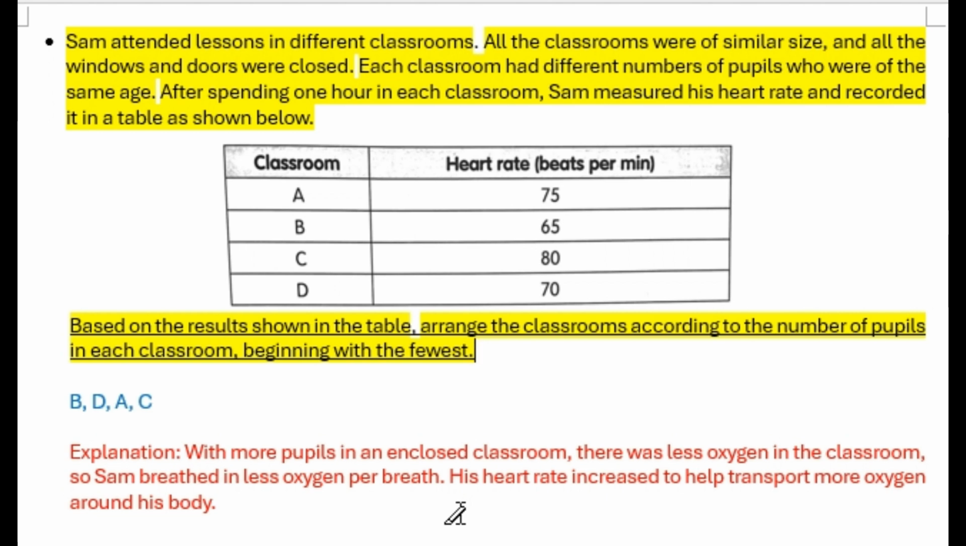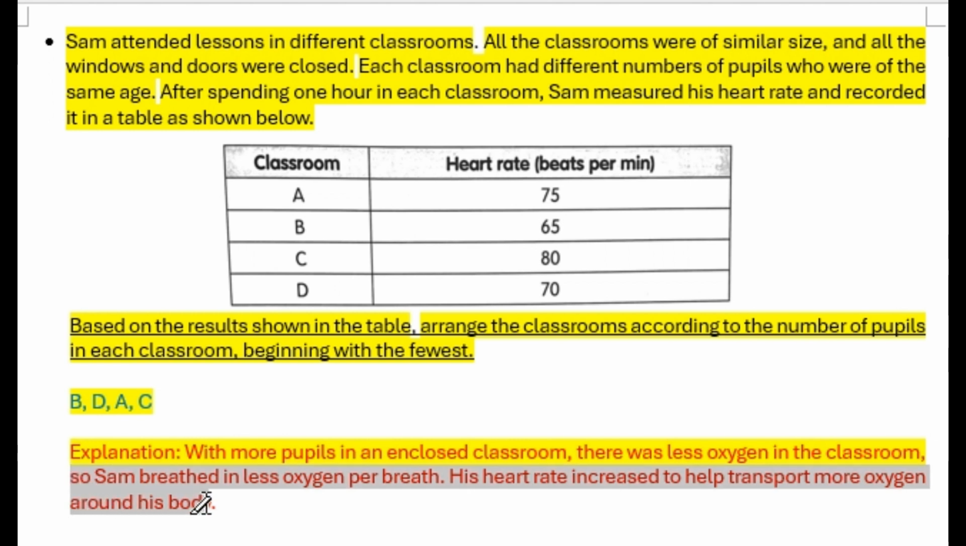B, D, A, C. Explanation: with more pupils in an enclosed classroom, there was less oxygen in the classroom, so Sam breathed in less oxygen per breath. His heart rate increased to help transport more oxygen around his body.